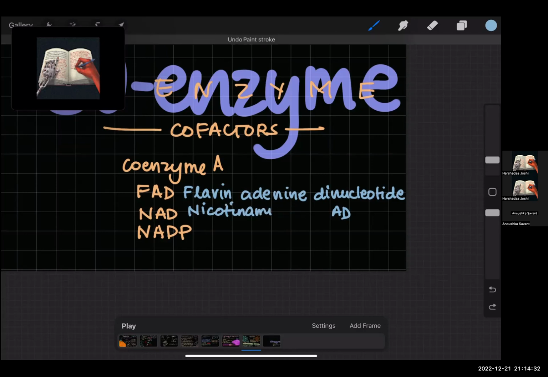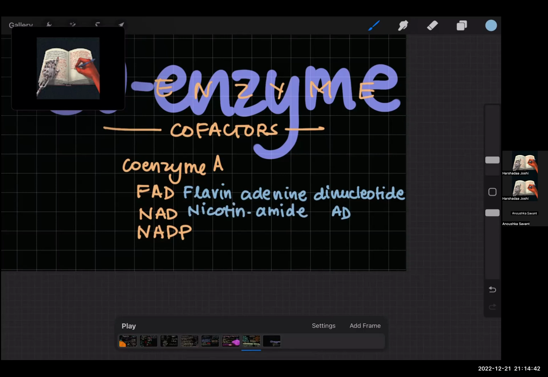Okay, do you want me to break this word down into smaller parts? Nicotinamide adenine dinucleotide. Okay, and NADP is going to be nicotinamide adenine dinucleotide phosphate. This making sense? Coenzyme is coenzyme A.